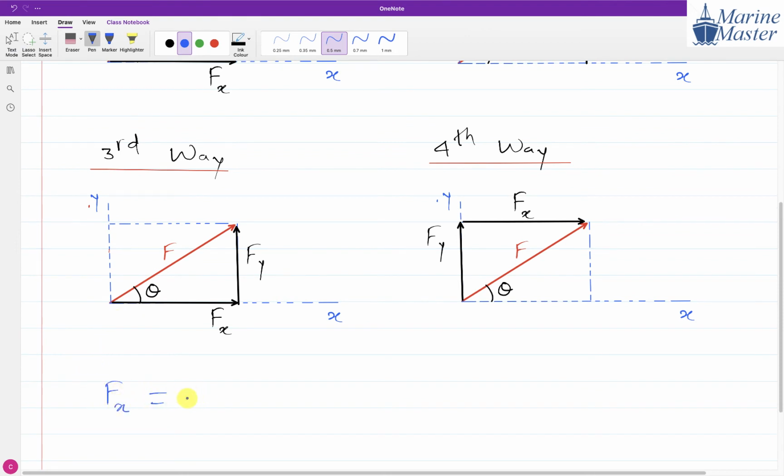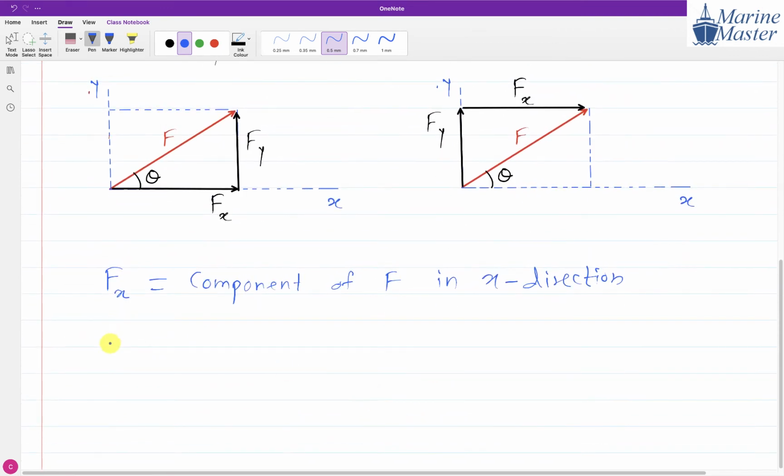Fx is the component of the force. Fx means what? Component of F, in which direction? X direction. What is meant by Fy? Component of F in Y direction. You are getting my point? Any doubt in this discussion?